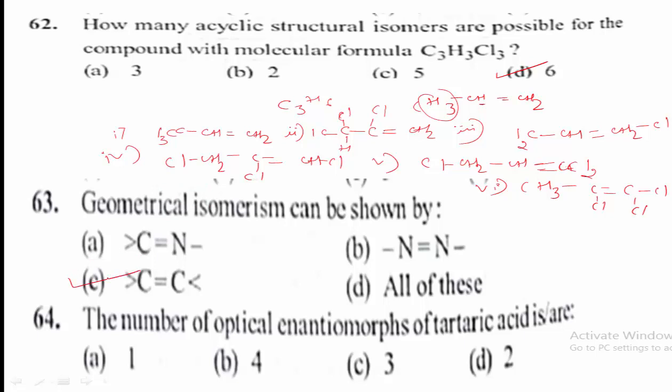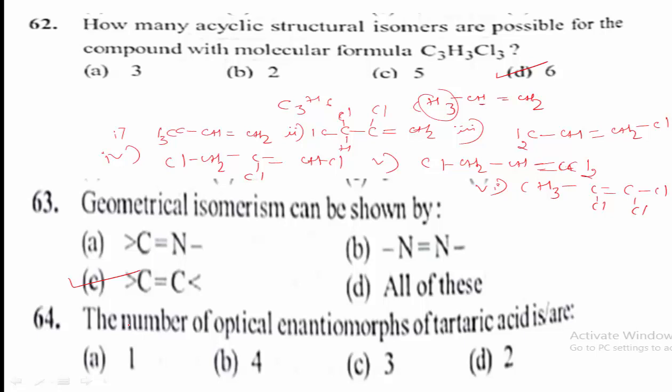triple bond C. Okay students, next come to another question, 64th, very important. The number of optical enantiomers of tartaric acid are... Very interesting, this example, sorry, this problem is observed many times in examinations. So carefully observe here. The number of optical enantiomorphs of tartaric acid are: option A 1, option B 4, option C 3, option D 2.